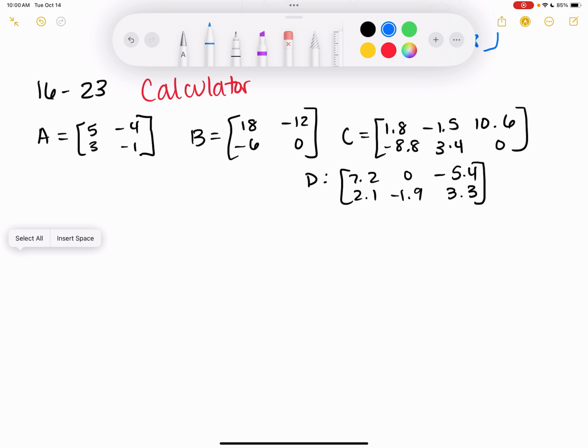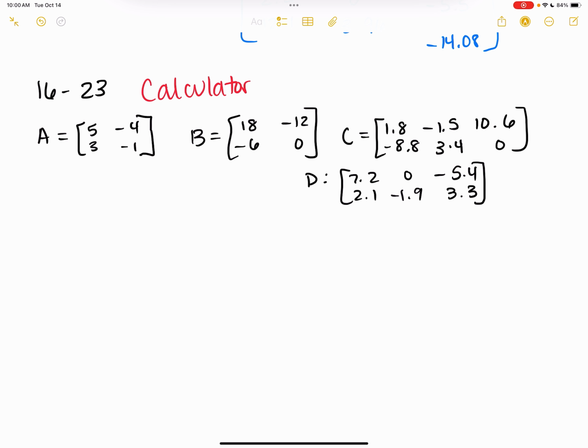Is there an issue, guys? 2 by 3 maybe. 2 by 2 or 2 by 3? 2 by 3. Jeez, pay attention in class.